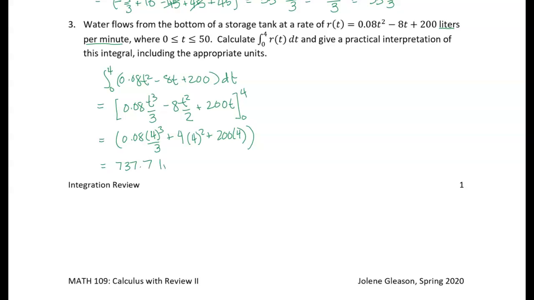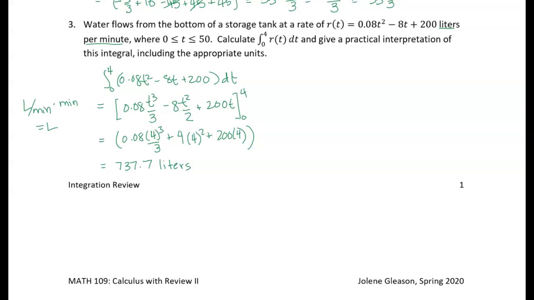737.7. And the units are liters, right? Because we're integrating a rate in liters per minute. So we have liters per minute times the units of the variable, which is t, which is in minutes. To get the units of the integral, we multiply the units of the function times the units of the variable. So liters per minute times minutes just gives you liters. So we have 737.7 liters.